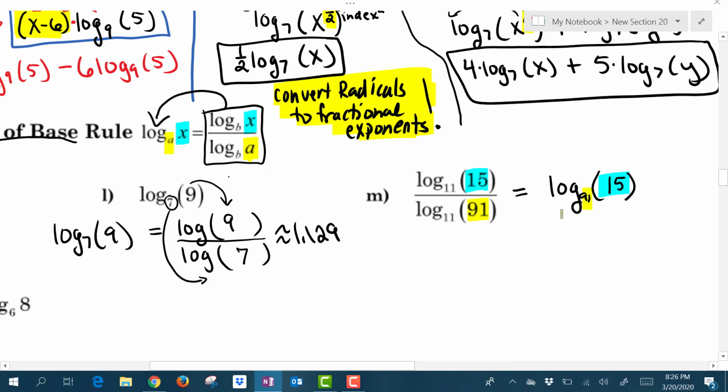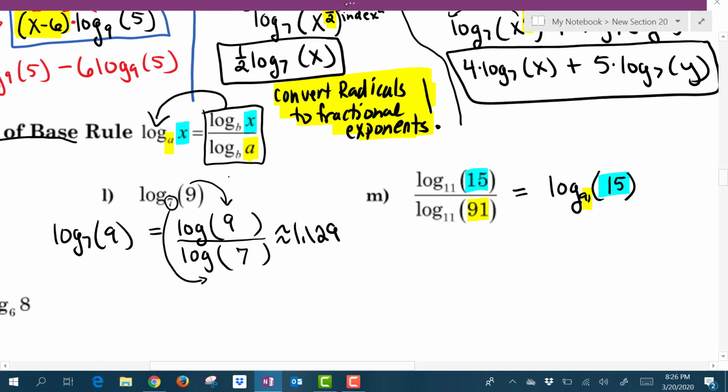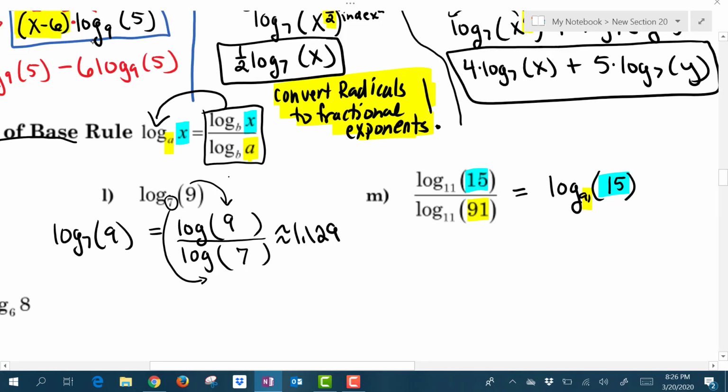So you can go back and forth between the left side to the right side, or the right side to the left side, depending upon what you're given. That rule works both ways.